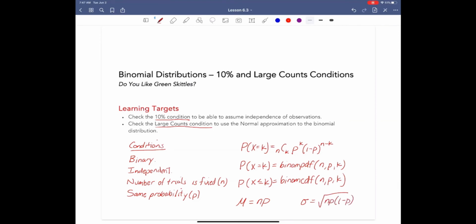Now, one final note that will be important for today's lesson. Remember, we talked about the distinction between sampling with or without replacement, and that when we sample without replacement, that means that the probability of each trial changes just slightly from one trial to the next because we're removing an item from the population. Now let's take a look at the activity.